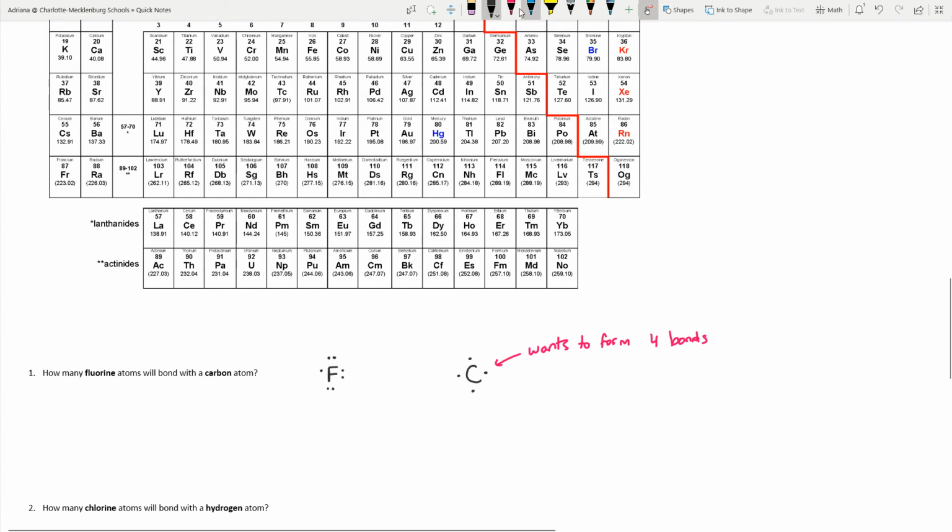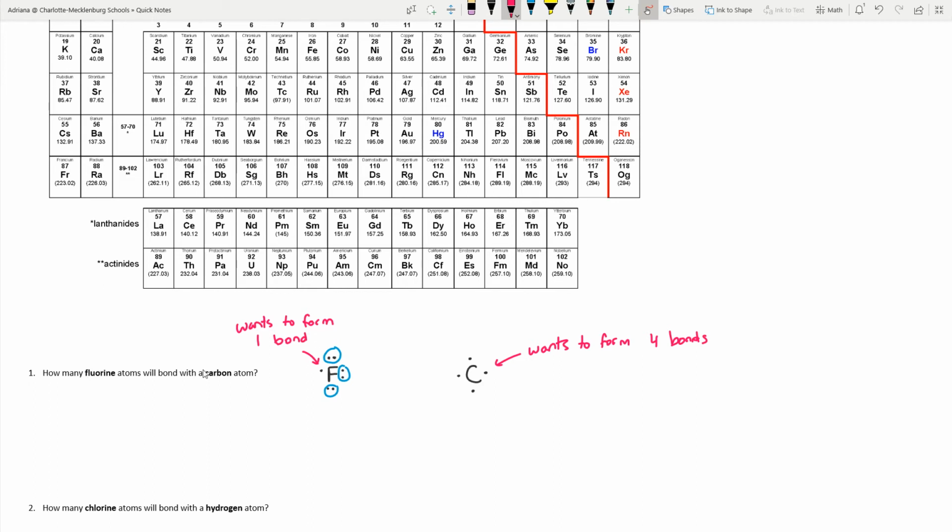So how many unpaired electrons does fluorine have? Just this one. Do you see how we have 3 lone pairs? Let me circle this is a lone pair, a lone pair, and a lone pair. It only has the 1 unpaired valence electron. And so fluorine wants to form 1 bond.